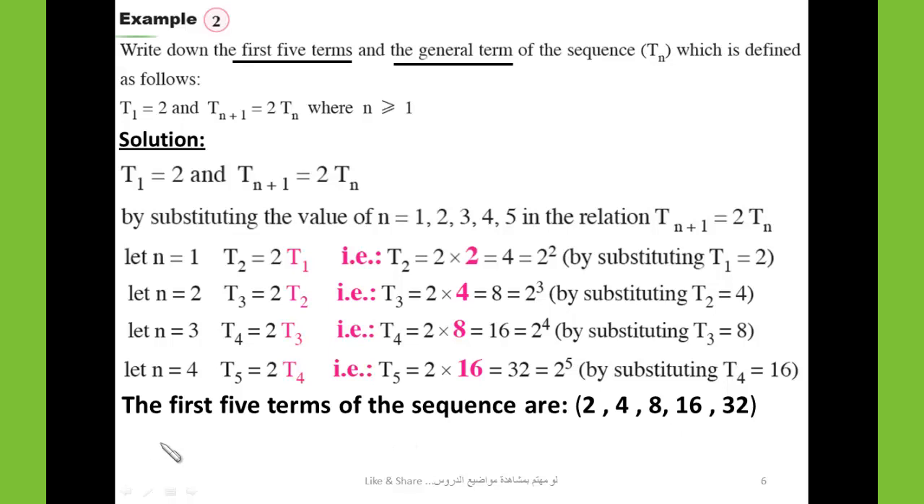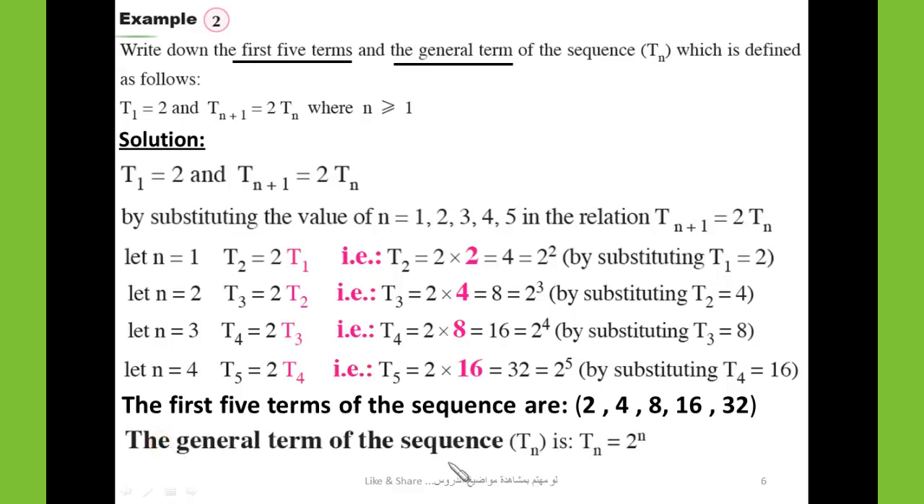So the general term of the sequence Tn is Tn equals 2 power n. When you want to express the sequence whose general term is Tn, you must write it between brackets. So this form expresses the sequence itself. So the sequence, how do you write it? Sequence Tn, or you can say the sequence whose general term is Tn. Okay, what is the general term itself? Tn equals 2 power n.